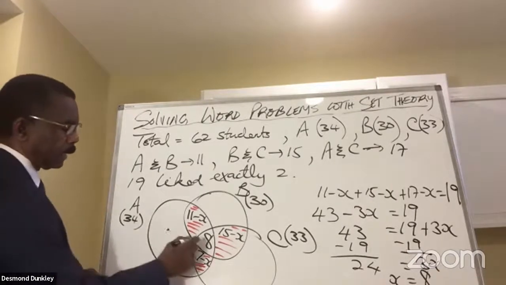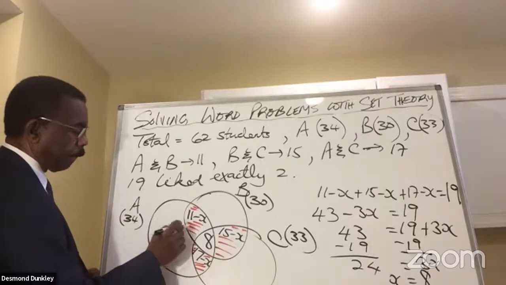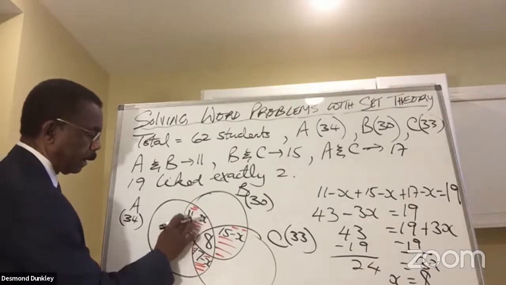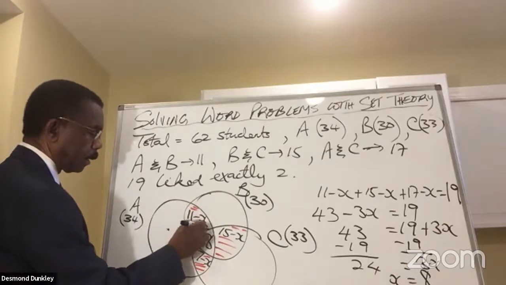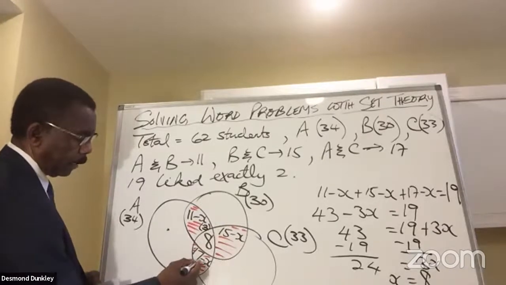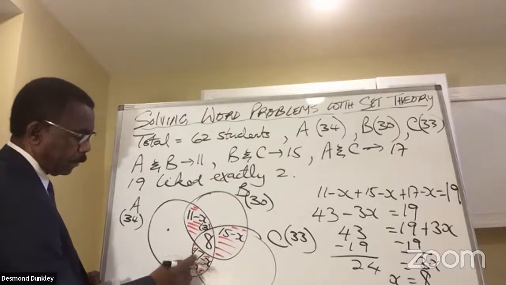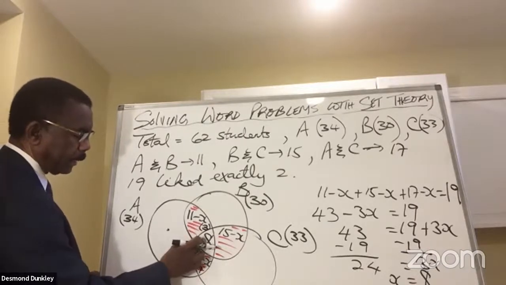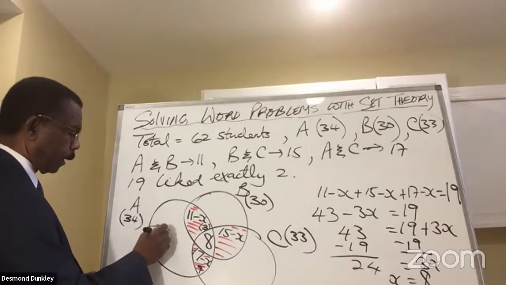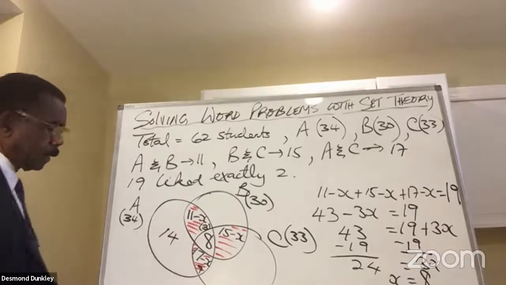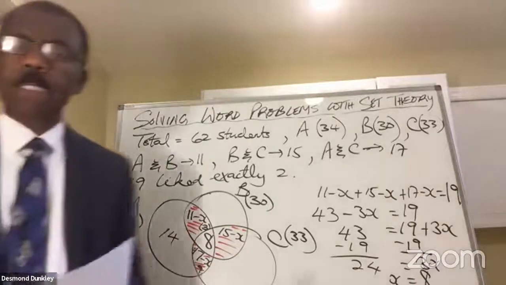So, we know this is 8. So therefore, this is going to be 11 take away x is going to be 3. This take away 8 is going to be 9. So 9 plus 8 is 17, plus 3 is 20. 20 from 34 leaves 14. So the answer to that question is 14.